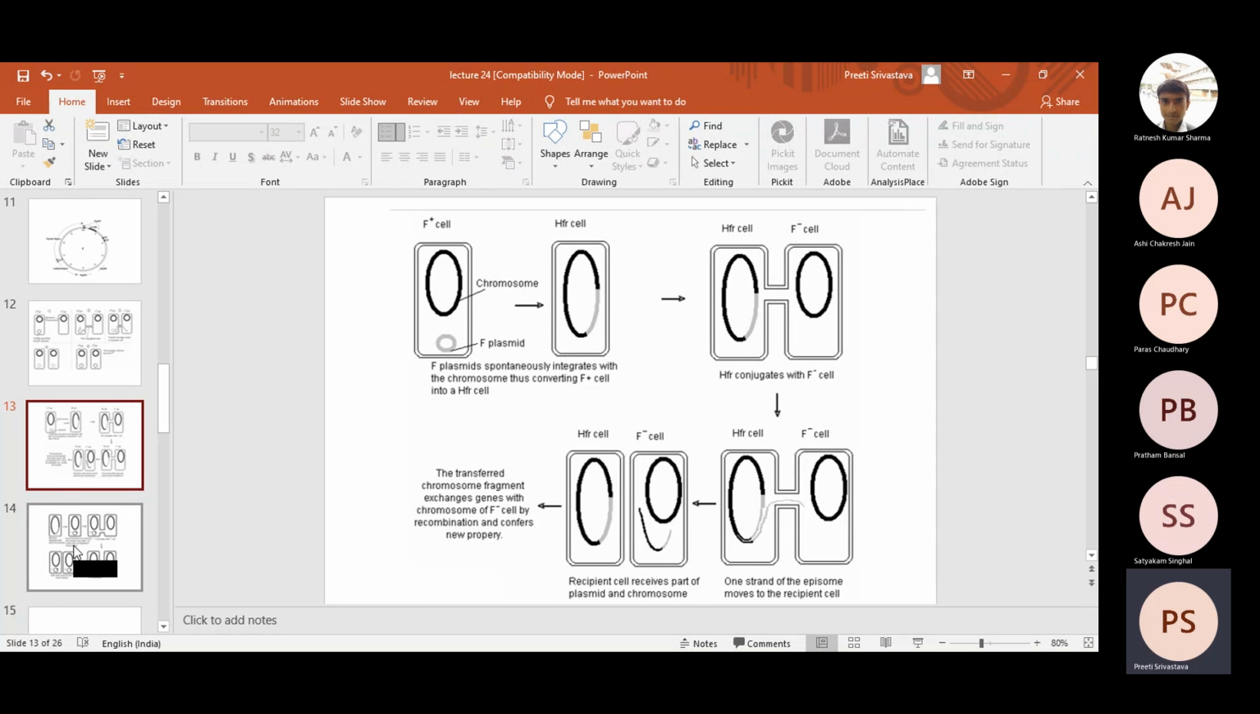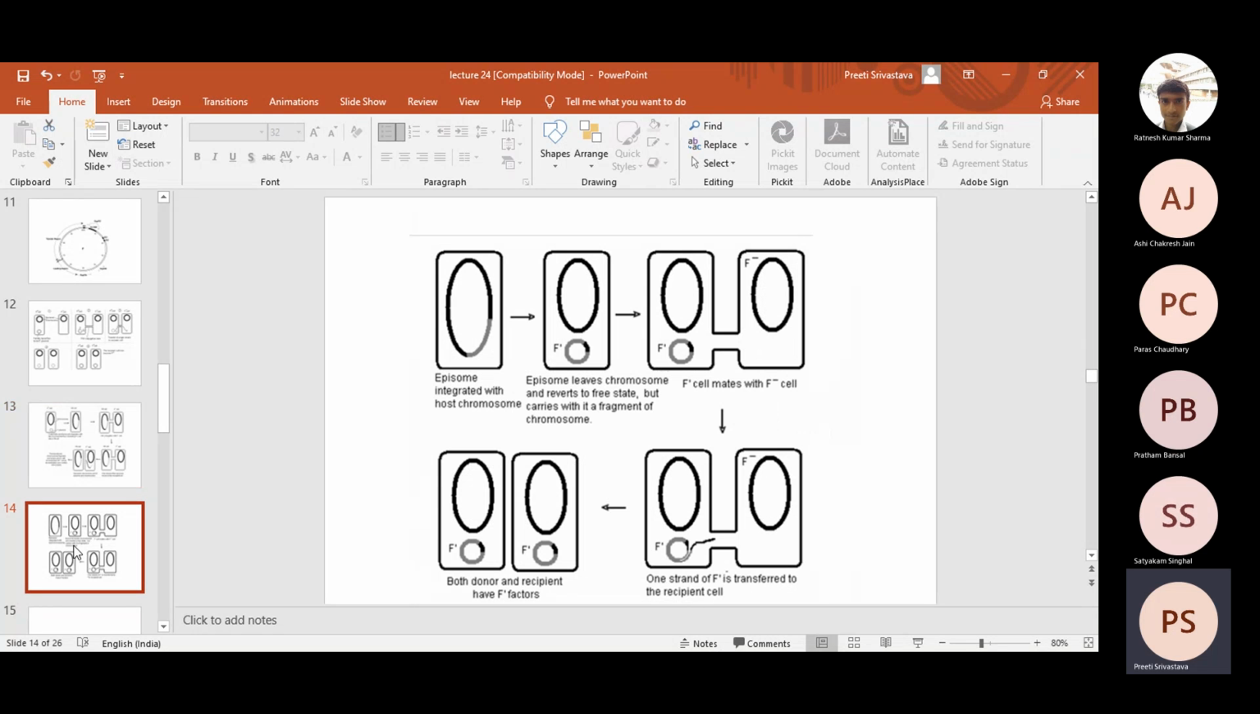The other point about the F prime plasmid is that the HFR cell is shown in this figure. In this figure, the black part is the chromosome and the gray part is the F plasmid. The plasmids which can exist as an independent entity and which can also integrate are called episomes. So episomes are the plasmids which can integrate in the chromosome. That means F plasmid can exist as an episome as well as a plasmid.